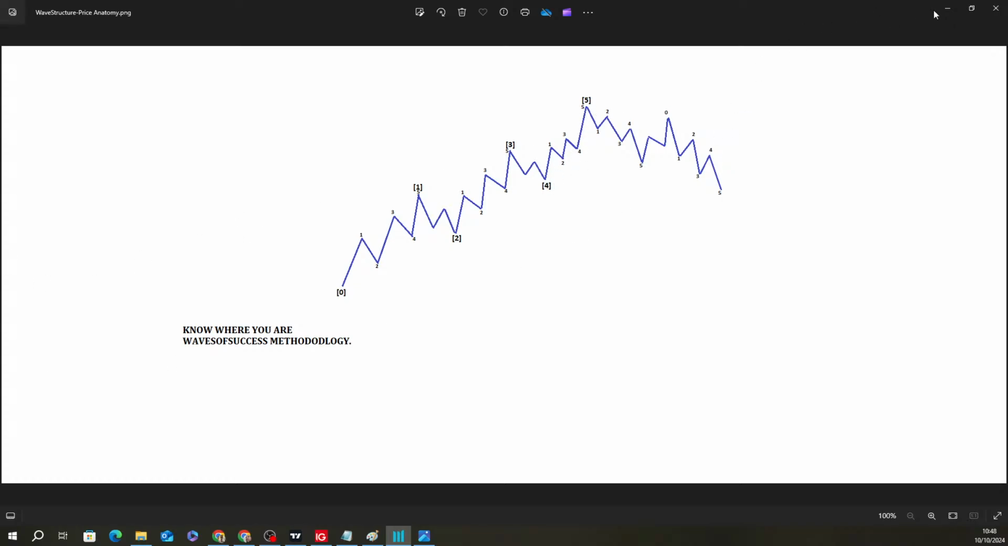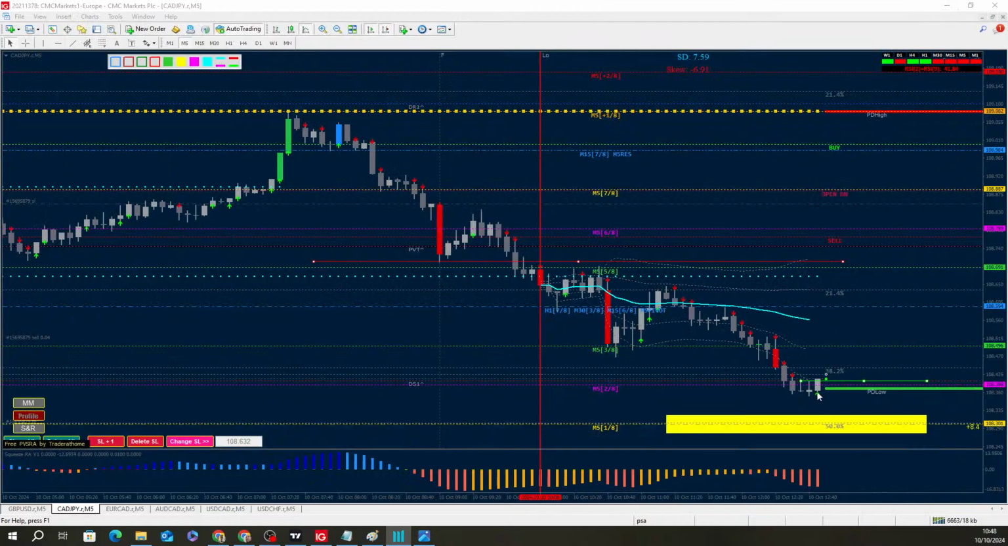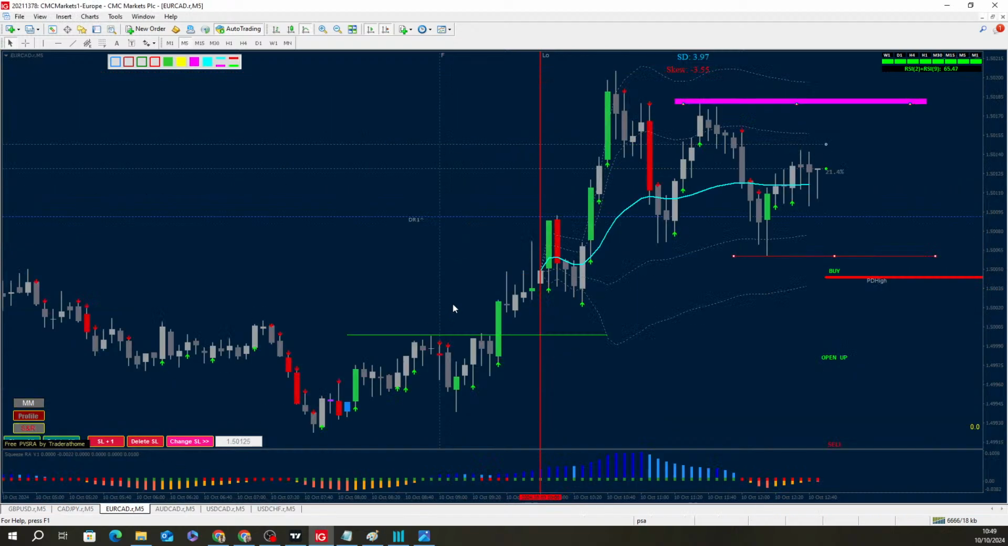So we can close the trade now because we are seeing a green dot candle. Look at that. So I've closed the position on the card yen.